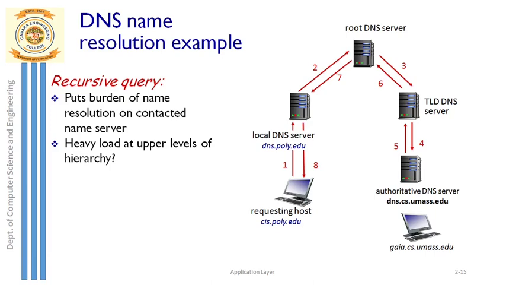Again TLD will send the IP address of itself to root DNS server. So root DNS will cache it. Again root DNS server in the 7th stage will transfer the IP address back to our local DNS server. So this is also happening.